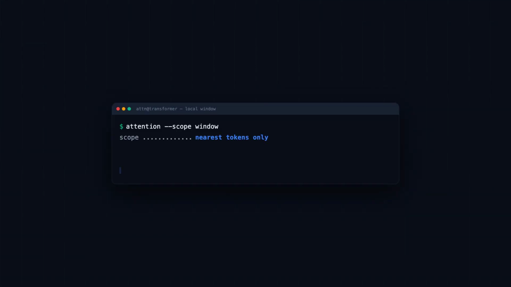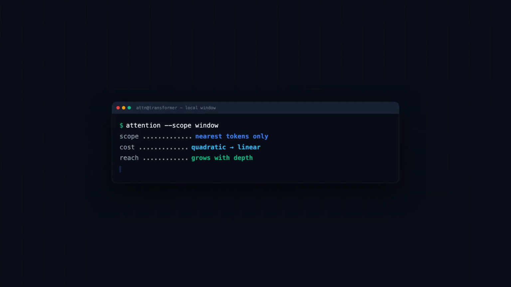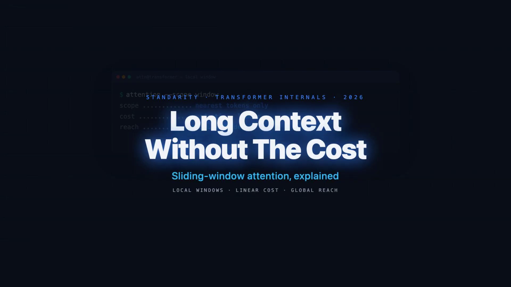Picture feeding an entire novel into a language model or a whole codebase and asking it to reason across all of it at once. Here is the wall you smash straight into. Full attention compares every token to every other token, so the cost grows with the square of the length. Double the document and you quadruple the work. Push toward book-length inputs and it becomes flat-out impossible.